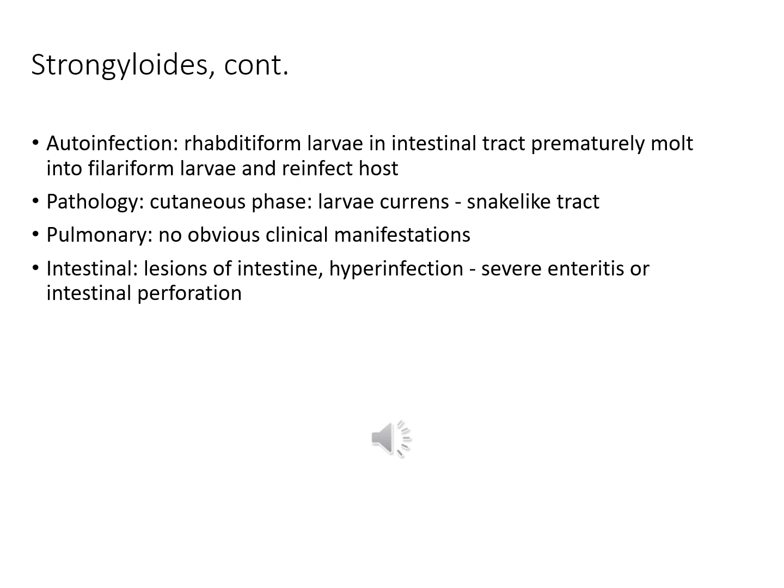For pathology, with a cutaneous phase larva occurrence, it's a snake-like tract. It will usually be just right under the skin because the larvae penetrate the skin, oftentimes in the feet, because the larvae, again, will come from the soil. Pulmonary, there really are no obvious clinical manifestations for this.